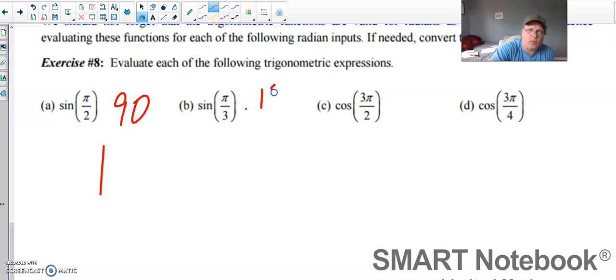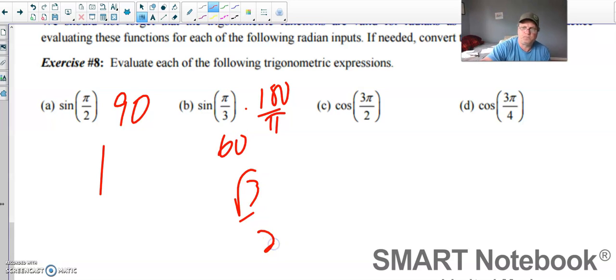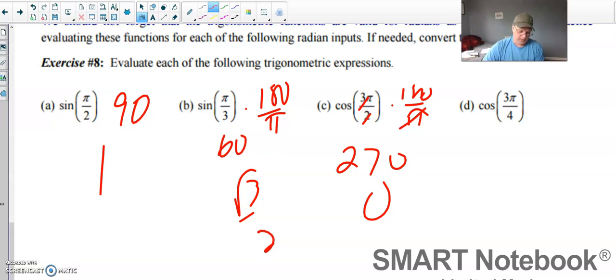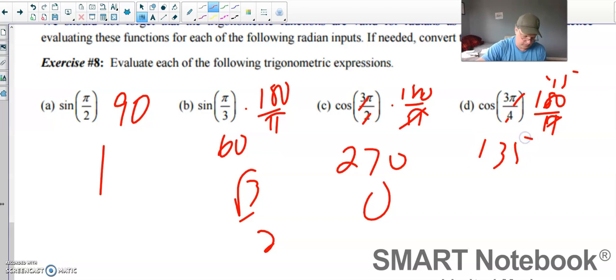Remember, we multiply by 180 over pi. 60, sine of 60 is root 3 over 2. 180 over pi, cancel, cancel, 270. Cosine 270 is 0. Then 3 pi over 4, 180 over pi, cancel, cancel, 135. So cosine 135 is negative root 2 over 2.